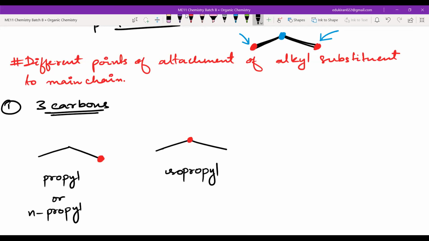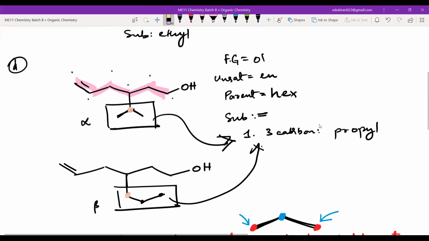because if you look at the point of attachment, if I break this here, it is giving me the same number of carbon atoms. That is why iso means same. So if it is in the middle, that is why you say that this is isopropyl. Okay. So there are only 2 points of attachment if you have 3 carbons. That means in the alpha structure here, this would be named as isopropyl and not propyl. This is isopropyl, the structure here.